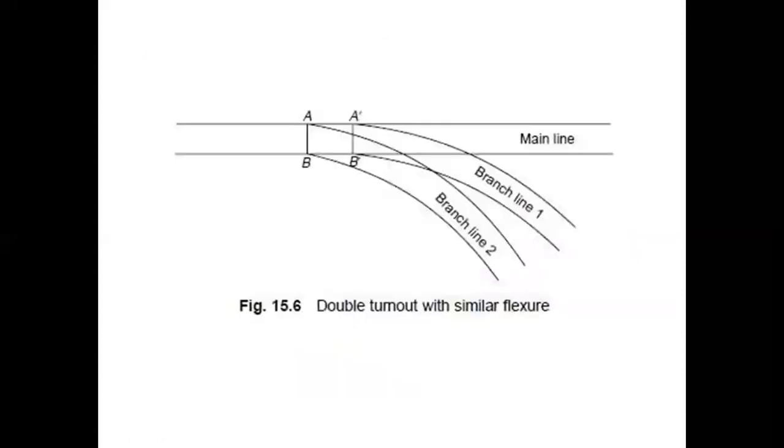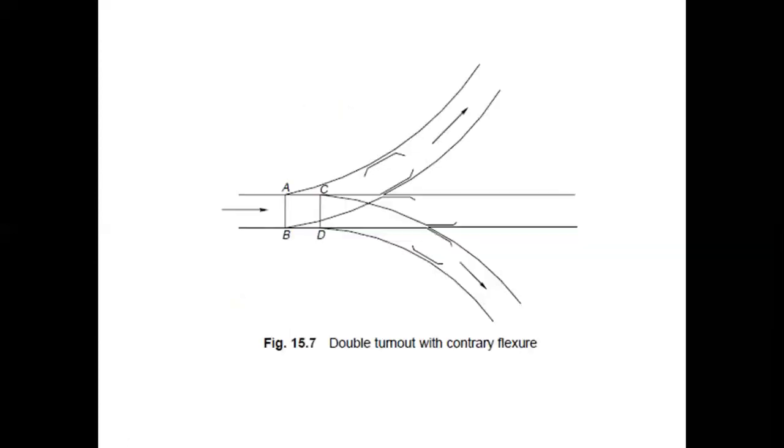Double turnout with contra flexure. This is the image of the double turnout with similar flexure. This is the main lane, this is the main lane, and these are the switches for the locomotive to turn out from the main lane to branch line 1, and there is another switch provided at a distance from the first switch to the second switch. There is an observed distance between these two switches, and the movement of this locomotive from one branch line to another branch line. And this is the double turnout with contra flexure.